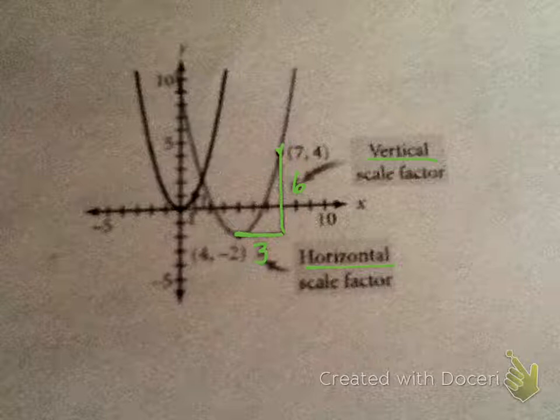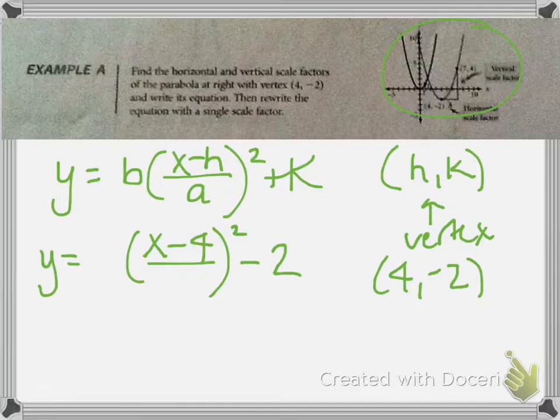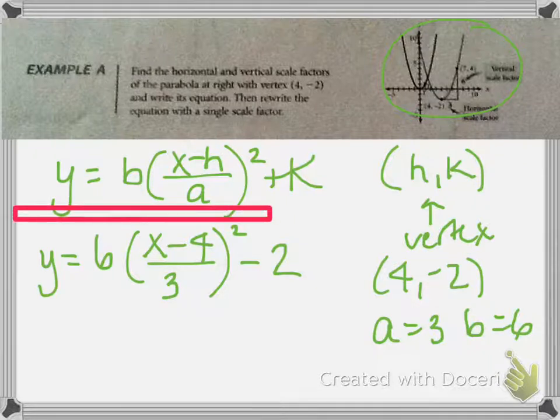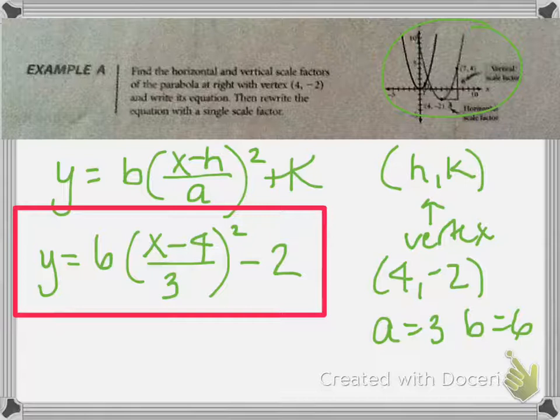Remember, our horizontal scale factor is our a, and our vertical scale factor is our b. So b equals 6, a equals 3. I'm just going to write that over here: a equals 3, b equals 6. So now I fill that part in my equation, 6 and 3. Now, this is our equation, and normally when we did our previous chapter, we'd be done right then and there.